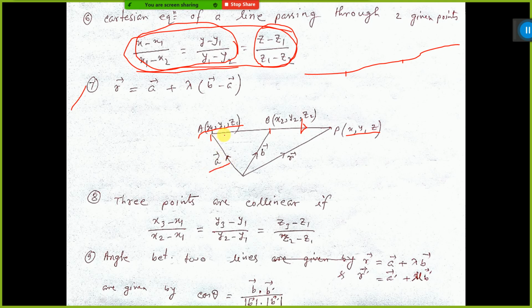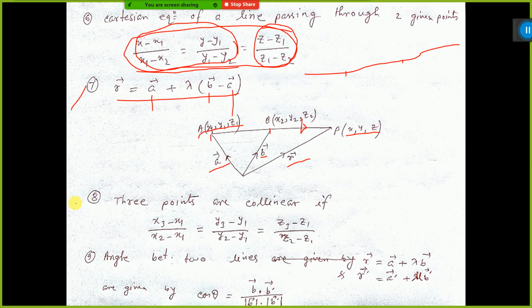So it will be x1i plus y1j plus z1k. B is the position vector of another point, so its vector will be x2i plus y2j plus z2k. And R is the position vector of P, that is xi plus yj plus zk. Now this equation is R equal to A plus lambda B. So you put the value of A, put the value of B, then you will get the vector equation of the straight line. Here A and B will be given and lambda is a scalar. Depending upon lambda, it represents different straight lines.